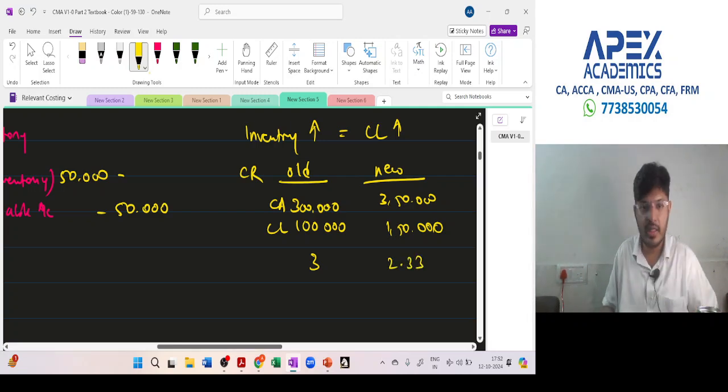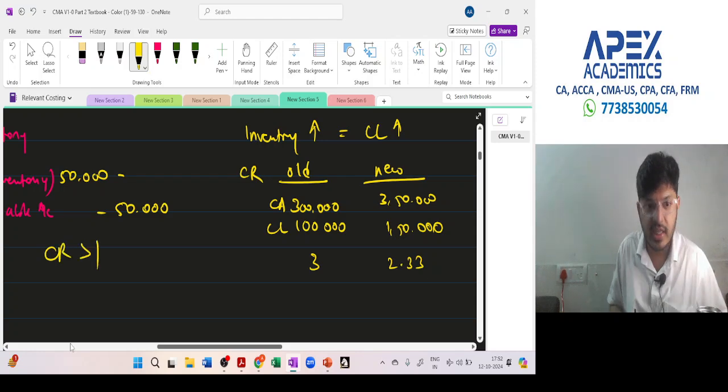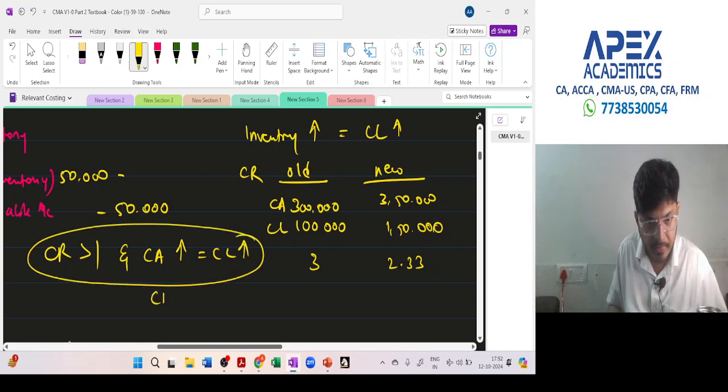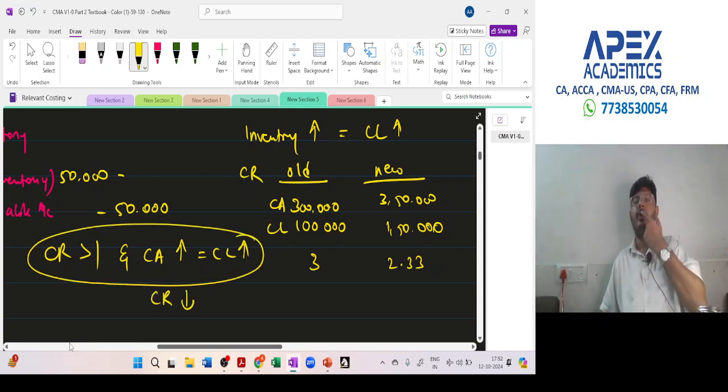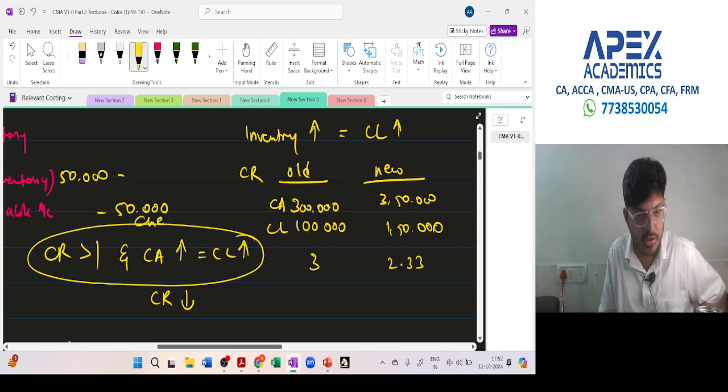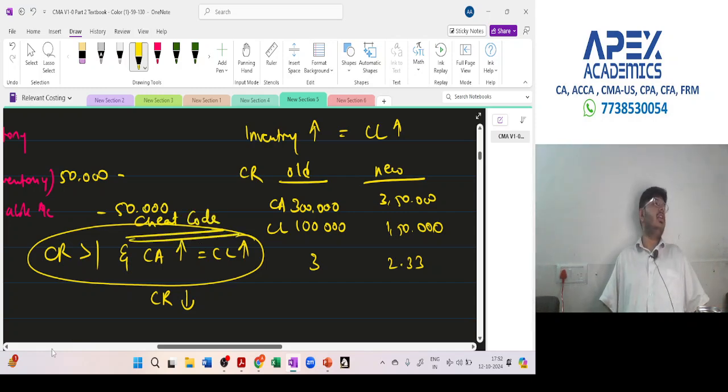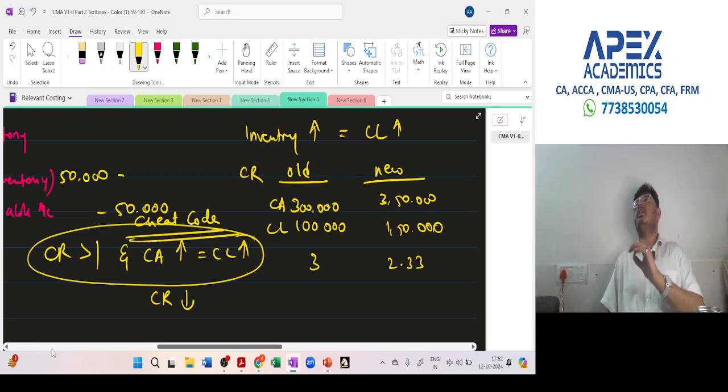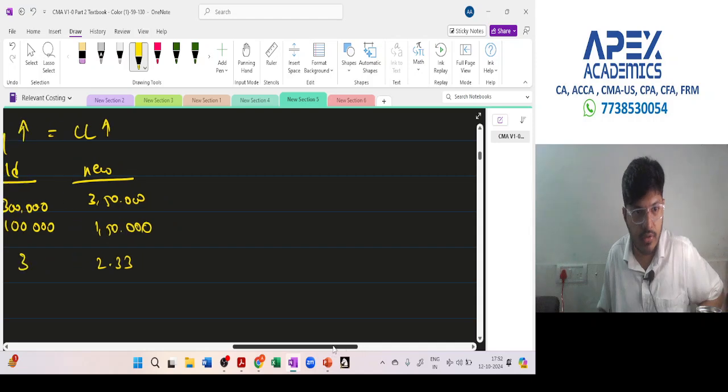So always keep one thing in mind. When the current ratio is greater than 1 and current asset increase is equal to current liability increase, in such a scenario, the current ratio will fall. Do you understand? This is your cheat code for your CMA exams. I hope this is very, very clear for you. Go in for the next one.